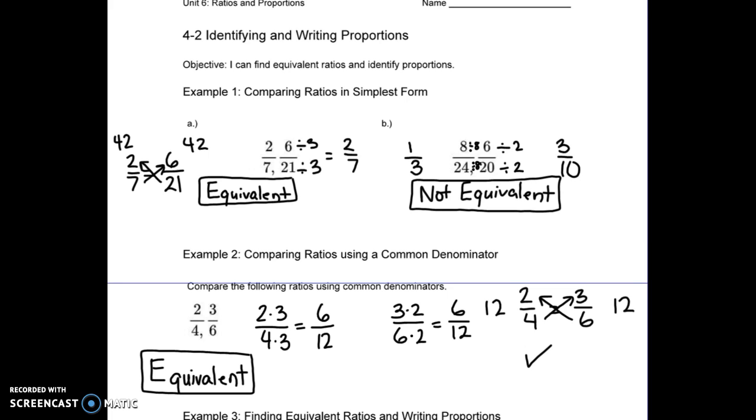So let's look at 8 over 24 and 6 over 20. 8 times 20 is 160. 24 times 6. 4 times 6 is 24. 6 times 20 is 120. 120 plus 24 is 144. Notice that these are not the same. That means they are not equivalent.